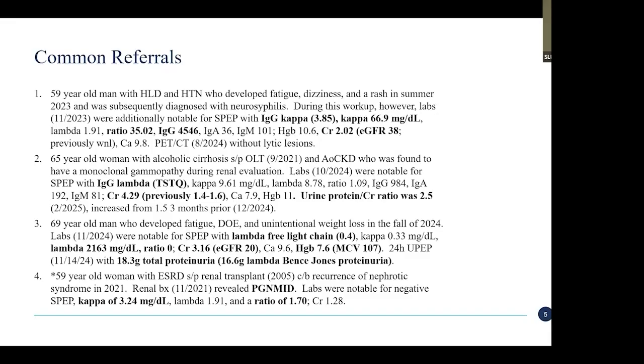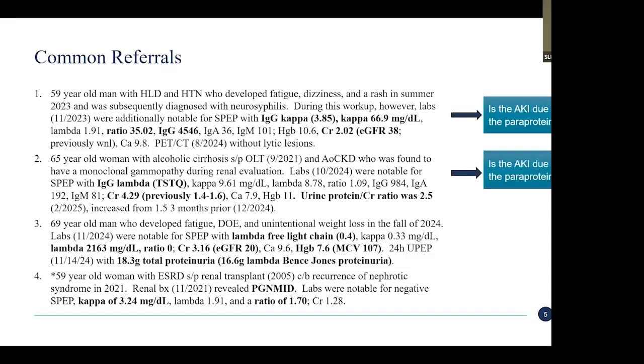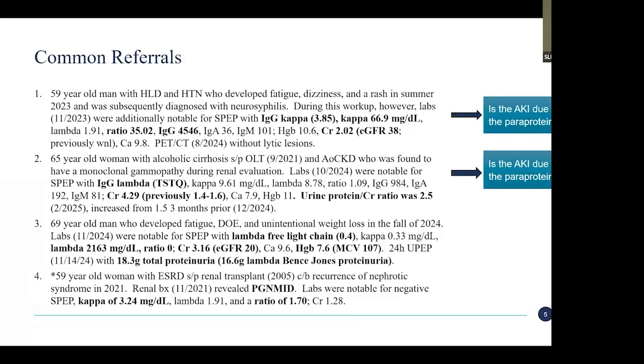When we get referred someone like this, the question is usually, is the AKI due to the paraprotein? The second case is essentially the same question, is the AKI due to the paraprotein? But the major difference here is that the monoclonal protein is at a very small concentration. Here, the IgG lambda is just too small to quantify. We also see some proteinuria here that has been progressive over a pretty quick time, just 3 months. Here, the light chains are normal. So it's the same question, but different concentrations.